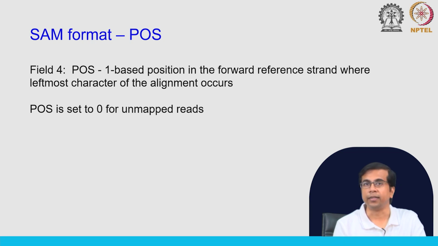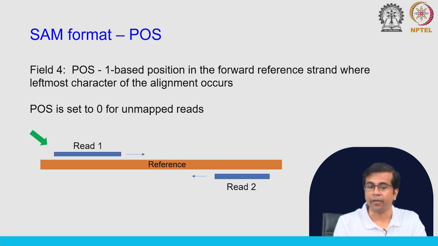And this is set to 0 if you have unmapped reads. So, if your read did not align, you will get this set to 0. Just to clarify, this is what you will get, this is the position. If you have read 1, read 2, and you are describing the results for read 1, it will give you this position, the leftmost position here. Here is the position, and it will be given in the POS field. So, this is the fourth field.